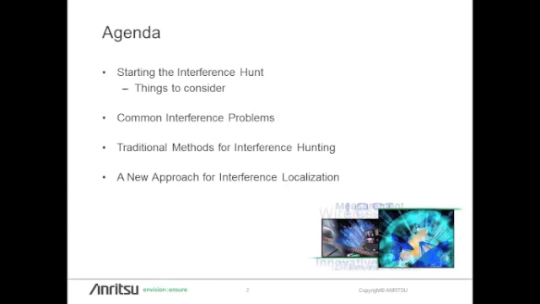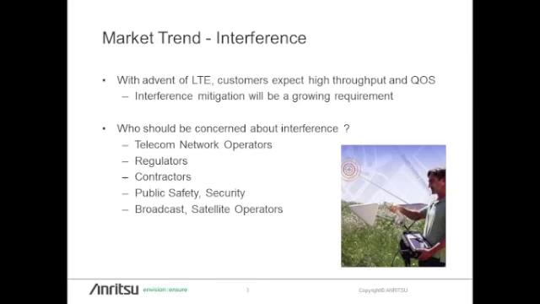So the agenda, we're going to be starting and looking at things to consider. What are the common interference problems that typically people see? We'll look at some of the traditional methods of interference hunting. One basic way is to triangulate interferers using directional antennas, and then look at a new approach, or a mobile approach, for interference localization. And specifically, we'll be looking at power of arrival techniques in order to do this efficiently and most cost effectively.